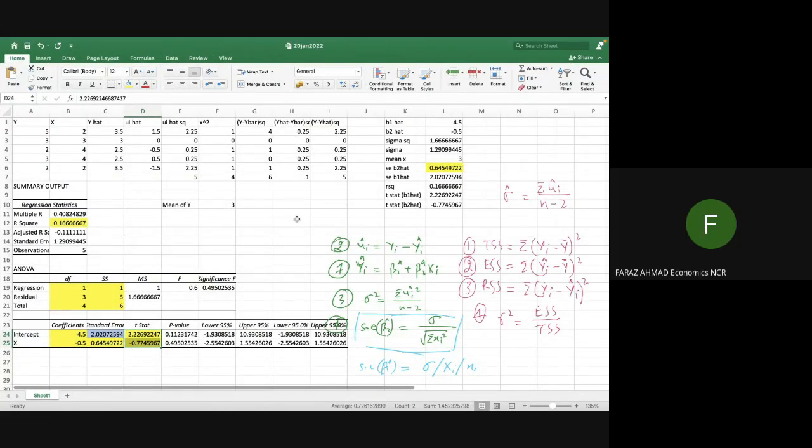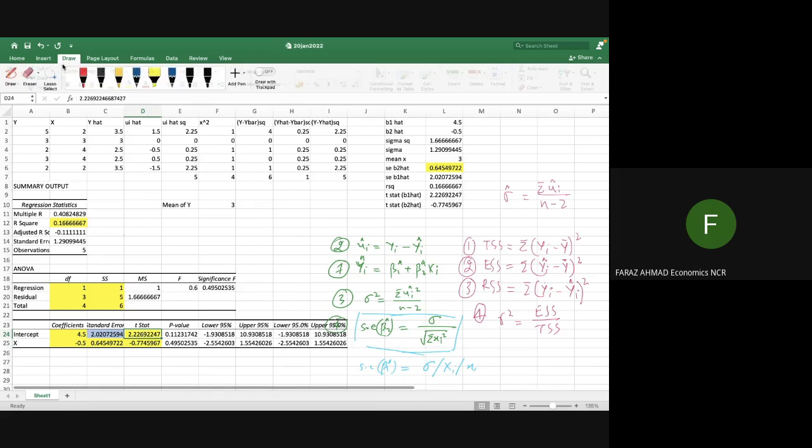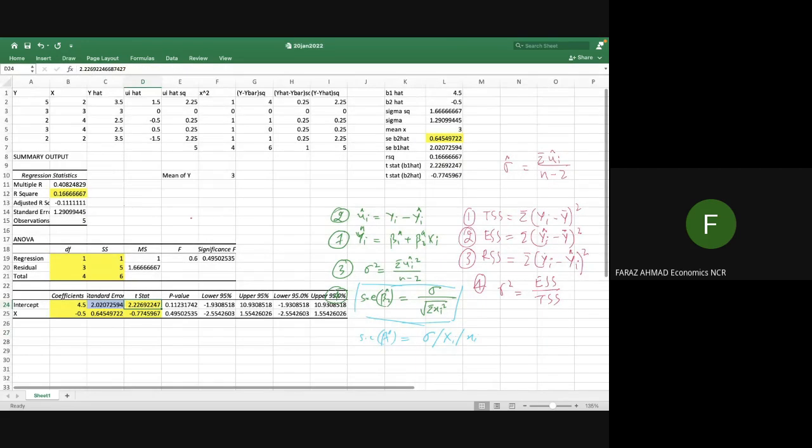So these are the two numbers that we can calculate just by dividing the betas with their respective standard errors. Now coming to the p-value, p-value is the area under the tails. For example, if we take this t statistic here, so I'm drawing it here. If 2.22 is the statistic, it's a two-tailed test.